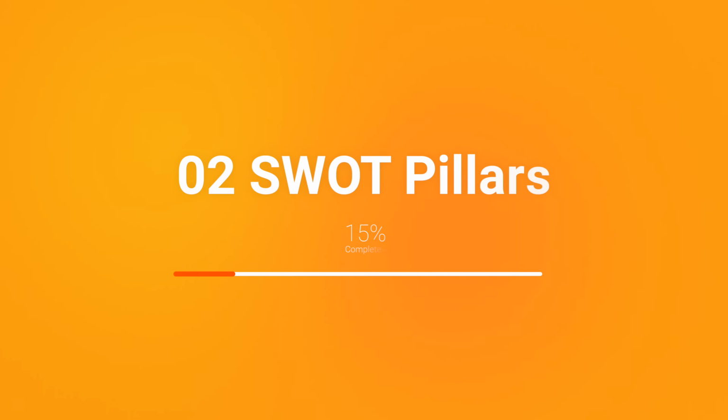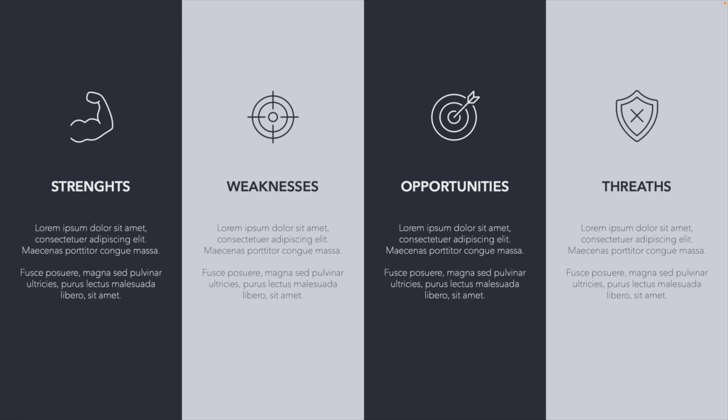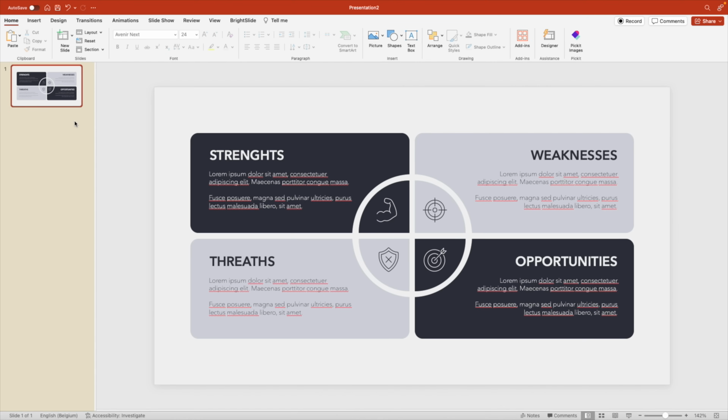Moving on to the second one, which is more of a pillar style SWOT analysis. And in this one, you can really see that we focus on the different pillars in a SWOT analysis, also animated, where you can really compare them next to each other. So if you want to make a comparison between one of the steps, this is a pretty good format to show a SWOT analysis. And for the second example, we're going to start from a blank slide.